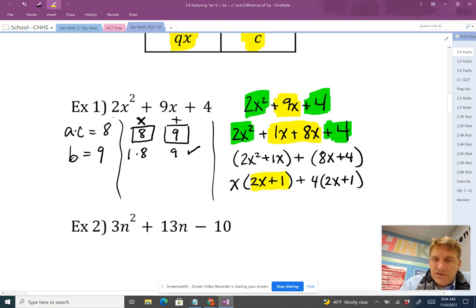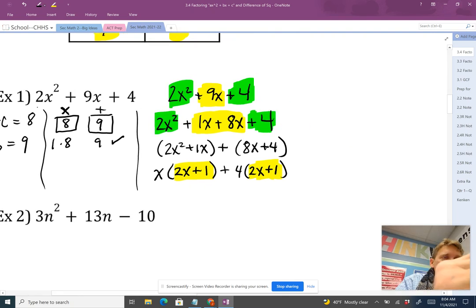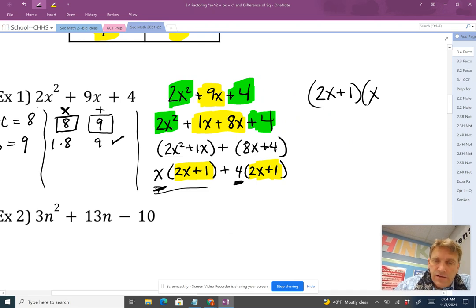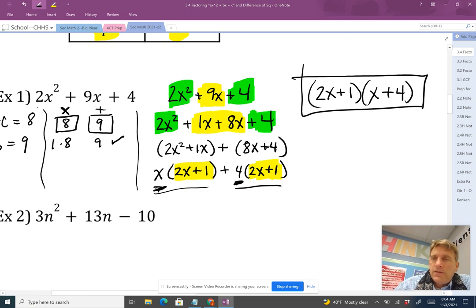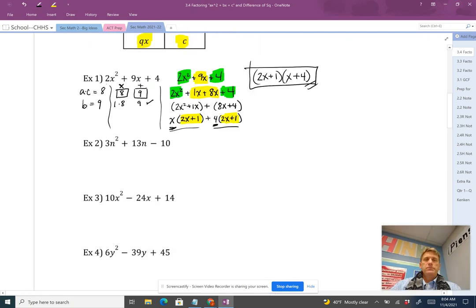We're looking for the binomial term to be the same, and it is 2x plus 1. And so we can factor that out. We get 2x plus 1 times x on the one side and 4 on the other side, so we put plus 4. And we end up with 2x plus 1 times x plus 4, and that is how this one gets factored.